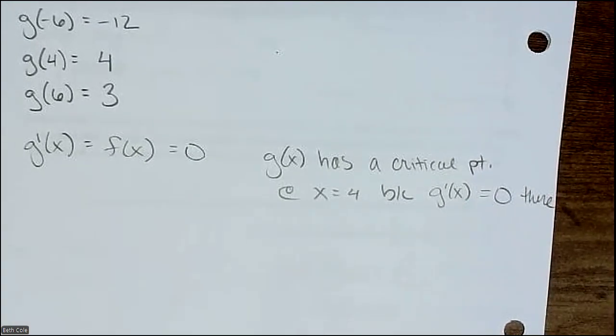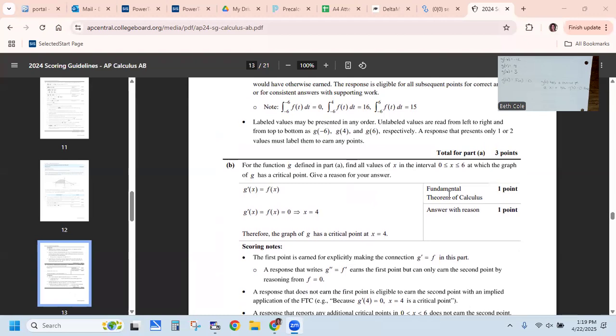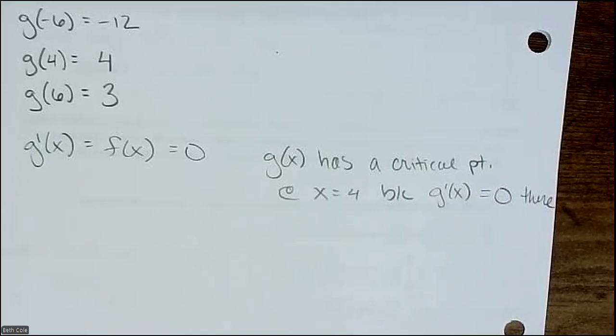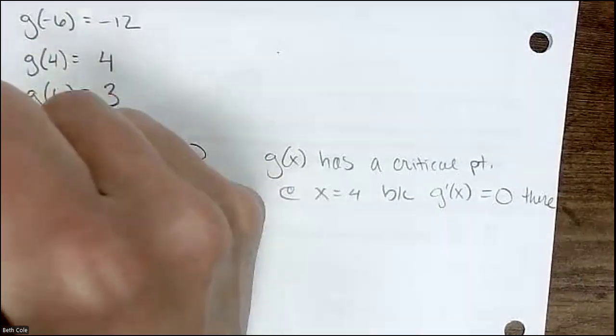Here is your scoring guidelines. Did you guys get all that? Good job. Get a point for linking these together. So if you write g prime equals f, give yourself a point. And then for that sentence, you get another point. See if you can get both of them. So you have to link those together to get the first point. You can't earn it retroactively. Sometimes if your final answer is correct, they'll give you the first point anyway, but not the case here. You have to link these together.